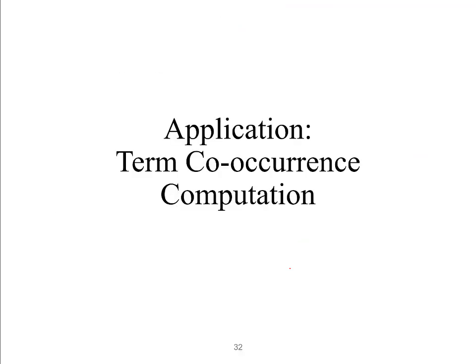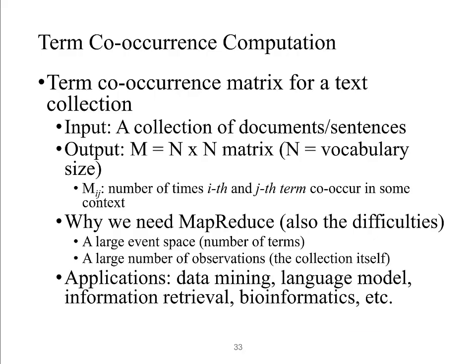Now let's look at the applications. The first application is term co-occurrence computation. So what is term co-occurrence computation? Basically, what we want is a term co-occurrence matrix for a text collection. The input would be a collection of documents or sentences, and the output is an n times n matrix, where n is the vocabulary size.